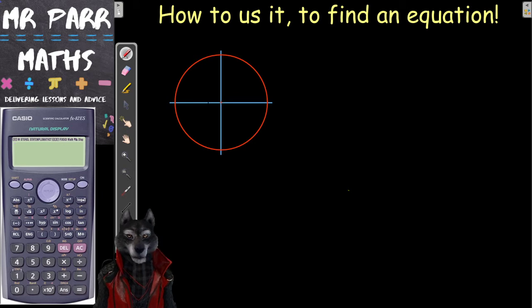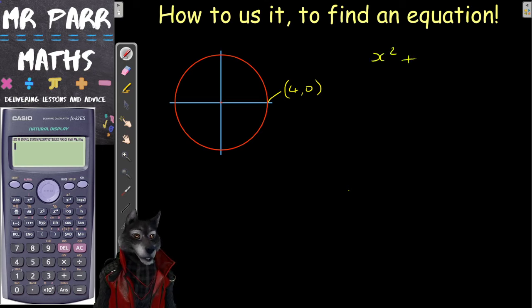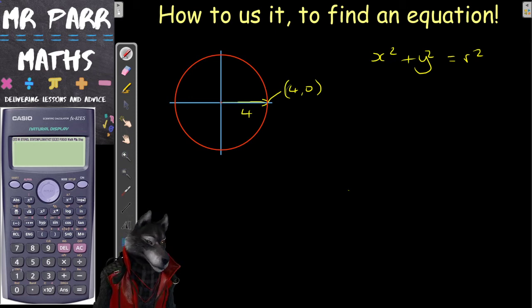Here's a circle, generic size, and I'm going to say that this point here has the coordinates of 4, 0. Okay, so we got 4, 0. And I'm going to use that expression of x squared plus y squared equals r squared. Now if we look at this, we can see that the radius out is 4, because going from the origin out to here is just a change of 4 in one direction. So that must be our radius.